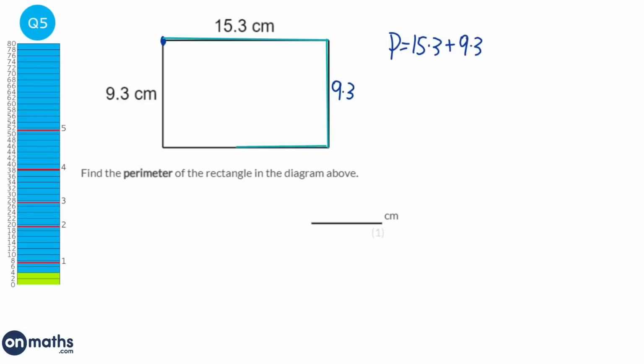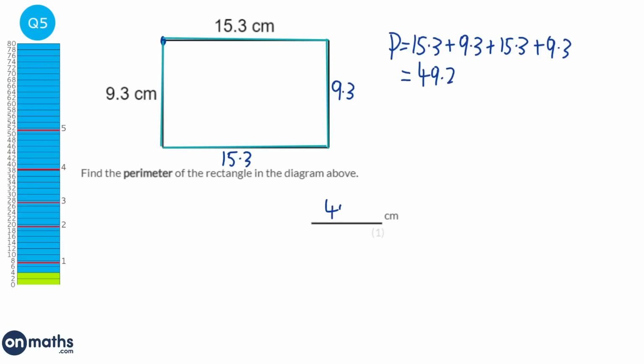Then I'm going to go down this side here. And again, the opposite sides are equal. This is also going to be 15.3. So we're going to add that. And then finally, we go up the last side. So we return to where we started, and that's 9.3. So when you add those up, you get 49.2.